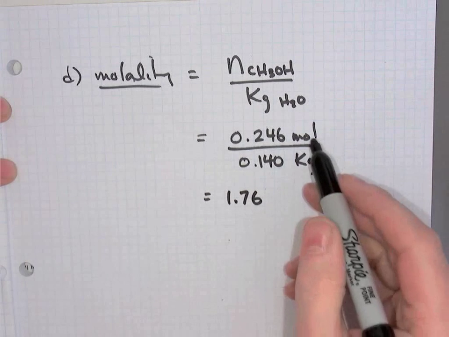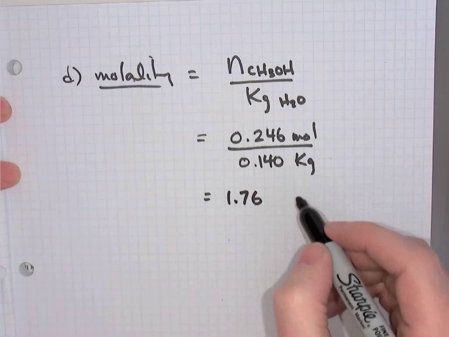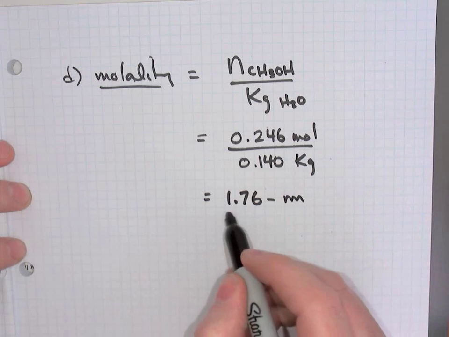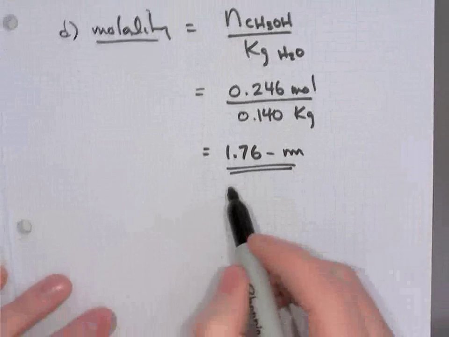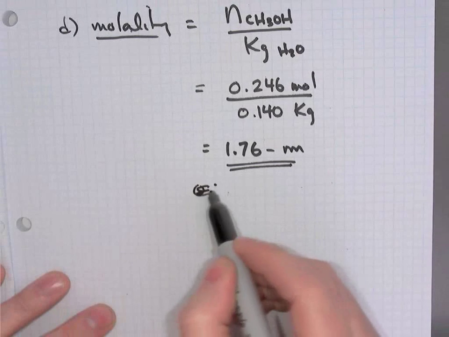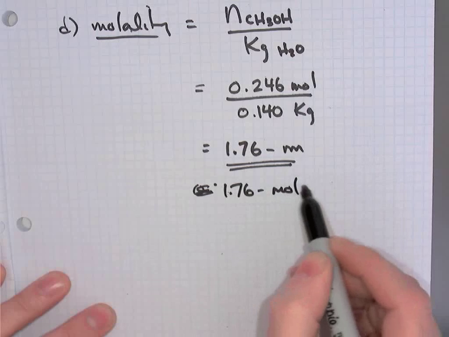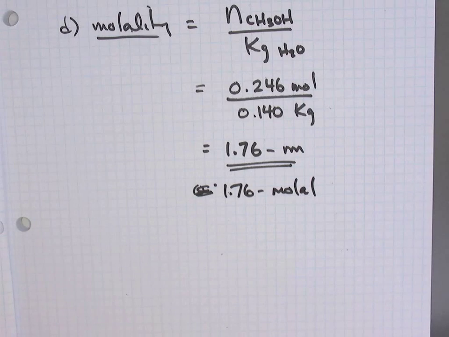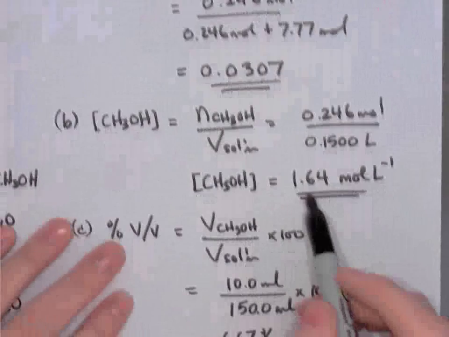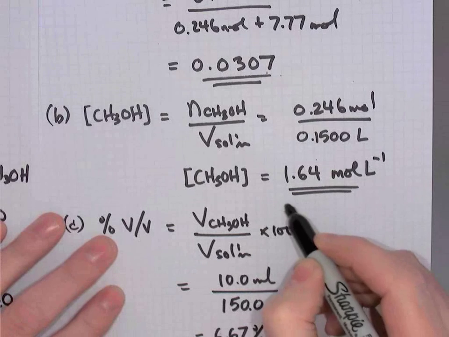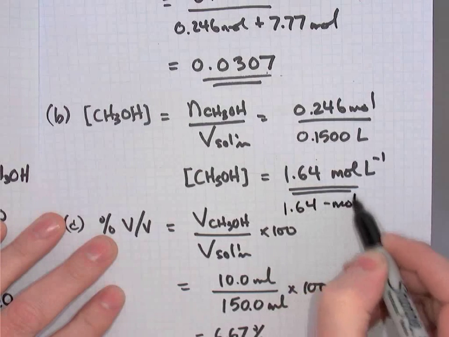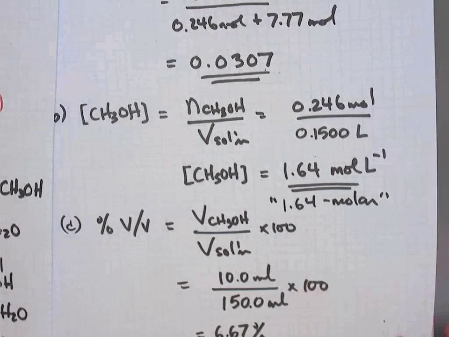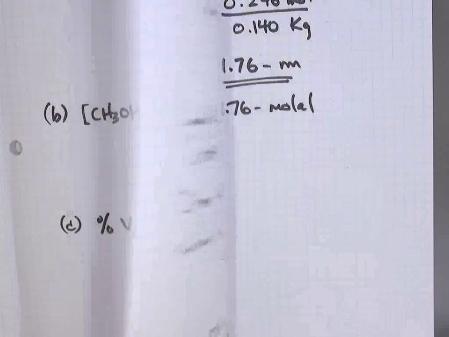And now you could say moles per kilogram, but that's really not how it's normally written as far as I've seen it. I would just put a dash and then that scripted M, which is the unit molal. So we would say this was a 1.76 molal solution. The molarity that we had earlier, you could say 1.64 moles per liter, but you could also say 1.64 molar if you were speaking it. That's probably what you'd say, a 1.64 molar solution, which means molarity.